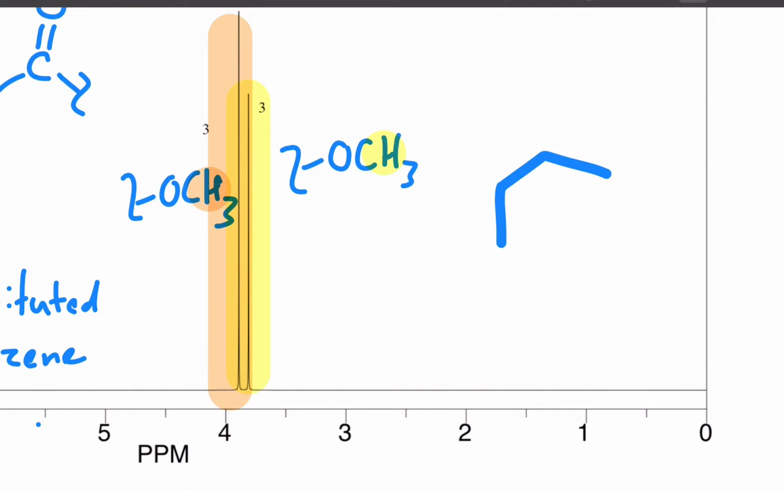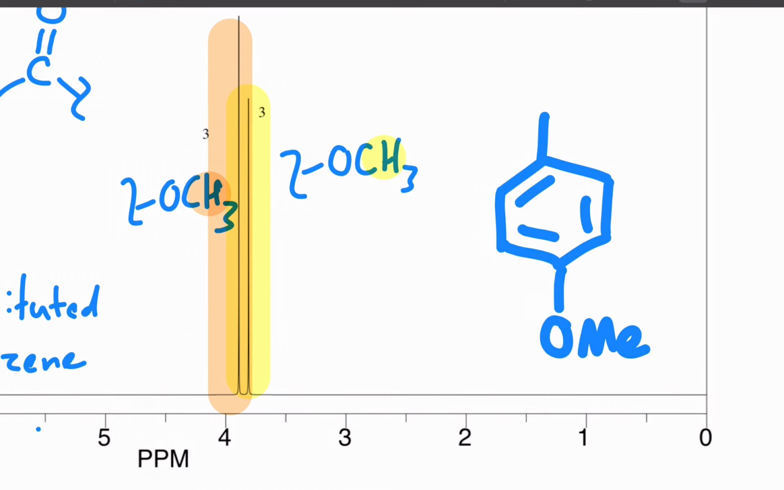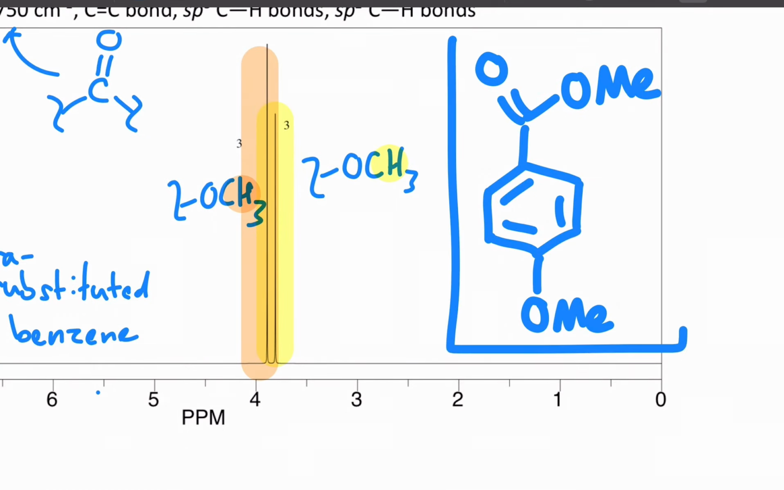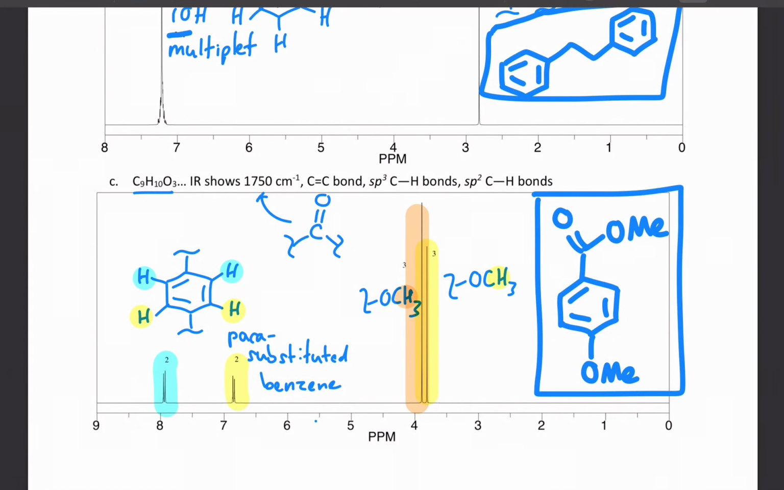If you have a benzene ring, it's para-substituted. One of the substituents is an O-methyl. The other one would be a ketone, or sorry, an ester in between the other O-methyl. And that is the structure that matches that spectrum.